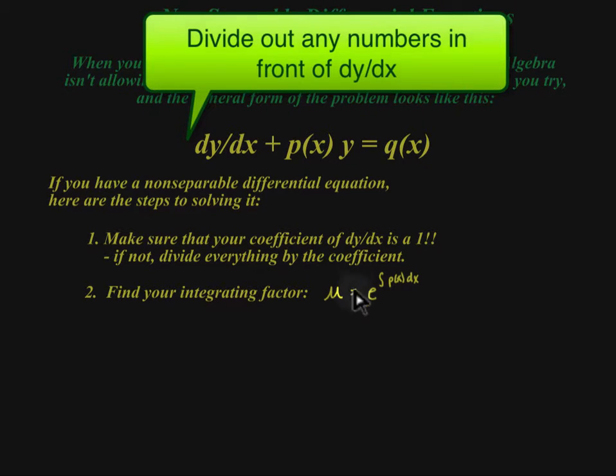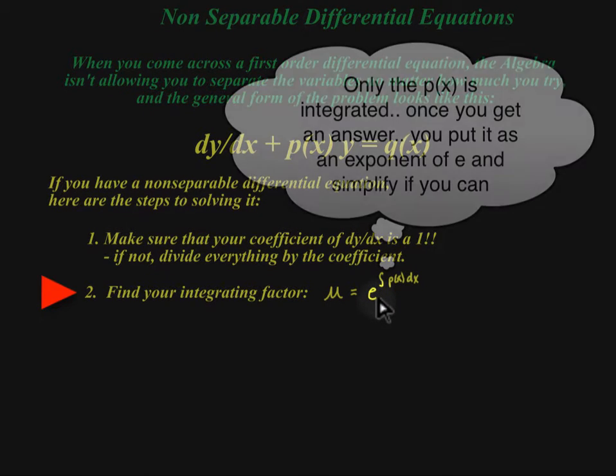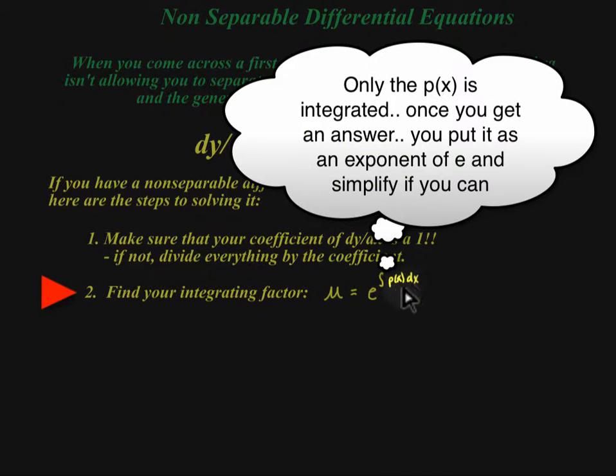After that, you need to find your integrating factor, and your integrating factor is e raised to the integral of p of x dx. So whatever this is attached to the y, you integrate it and then simplify it. For instance, if it's e to the ln when you're done, e and ln cancel, and you just have an x term.